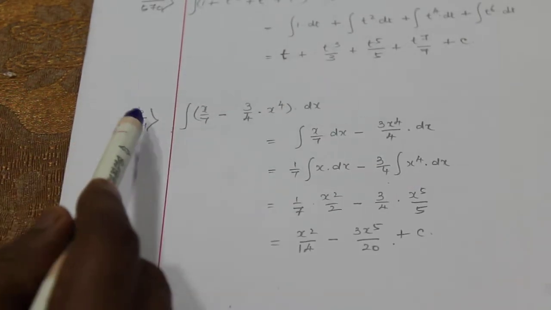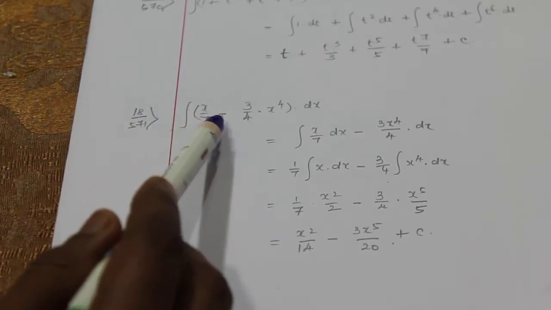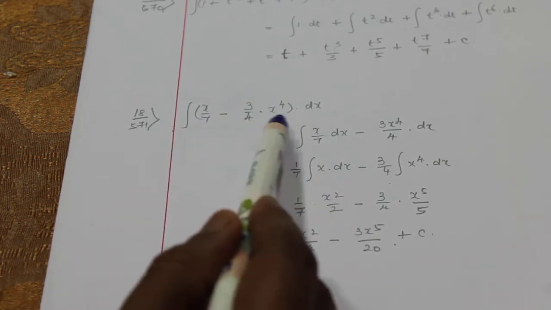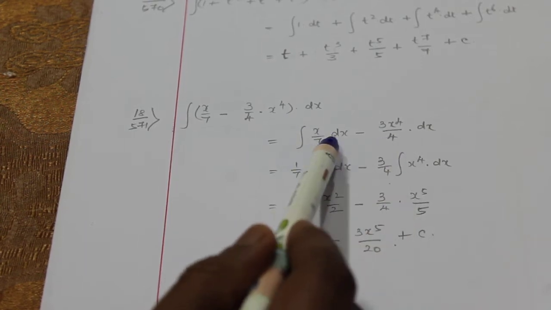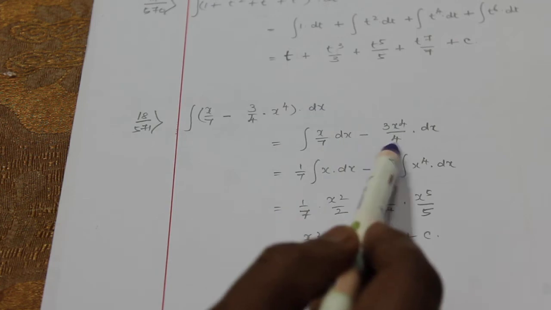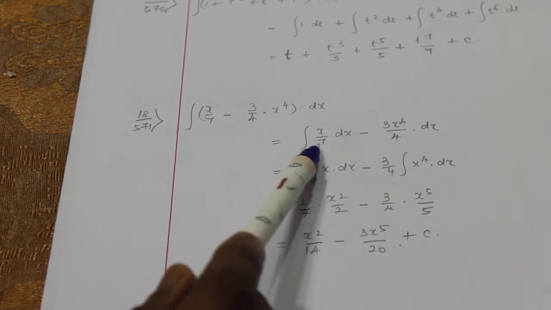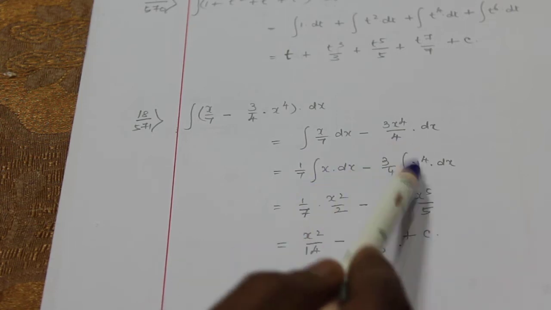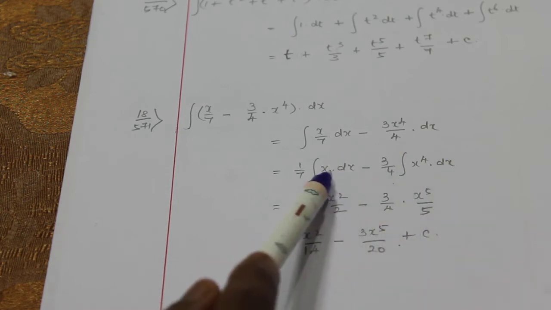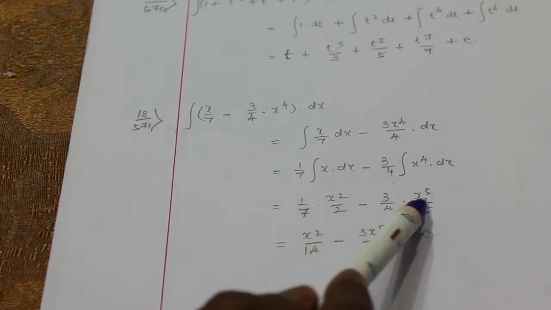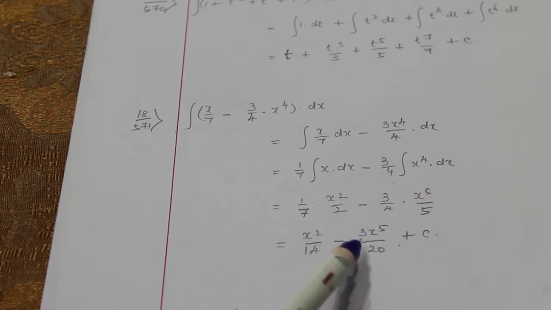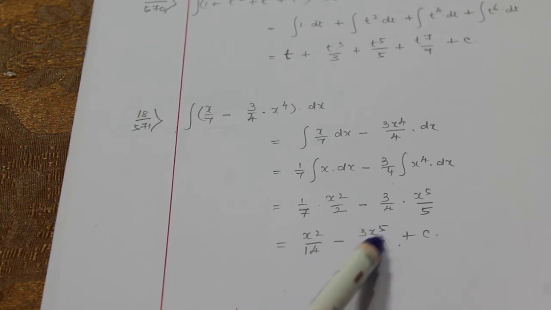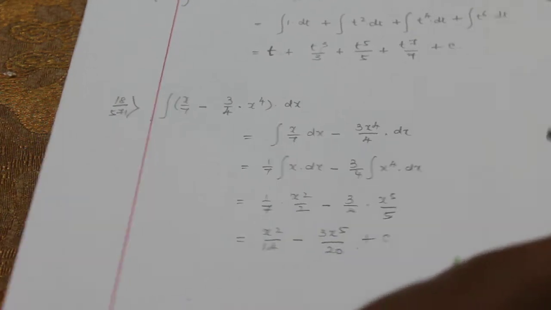And now question number 18, page 571. x by 7 minus 3 divided by 4 into x power 4 dx. This dx is common for both functions. Now separate it and do the integration. Integral of x by 7 dx minus 3 by 4 x power 4 dx. Now we can take the constants outside. 1 by 7 is a constant. Here 3 by 4 is a constant. Now we have to integrate x dx. We have to integrate x power 4 dx. x dx will be x square by 2, and x power 4 is x power 5 divided by 5. Now we can multiply the denominators. 4 multiplied by 5 is 20. 3 x power 5 divided by 20 plus c. And that is the solution for this question.